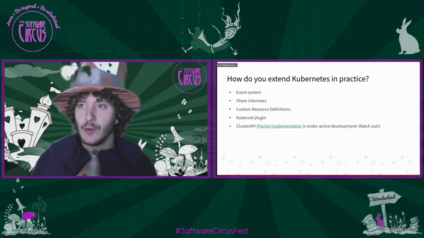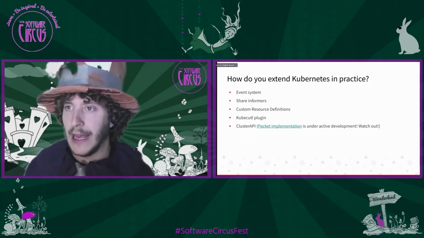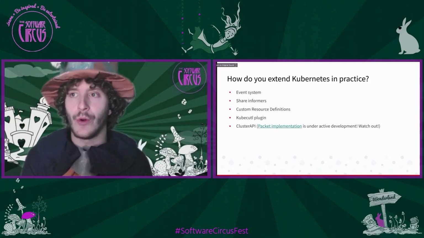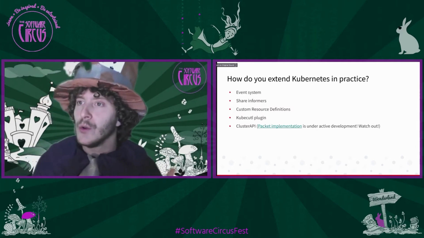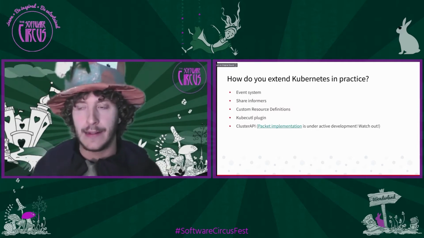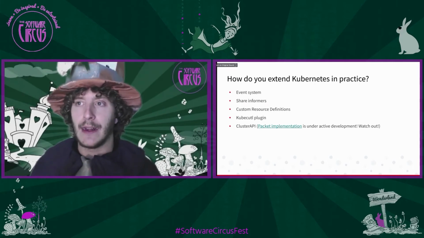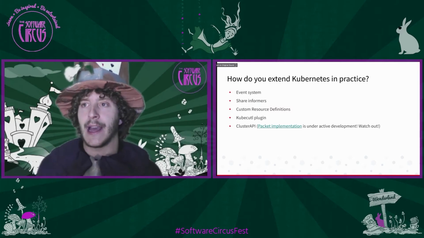So how do you extend Kubernetes in practice? There are a lot of ways. As I said, it's a blob of APIs, so you can hook your code wherever you like most. It's an event-driven system. So when you do a kubectl create, a kubectl edit, a kubectl get and release, those things trigger an event, and everything can listen to those events and take action.